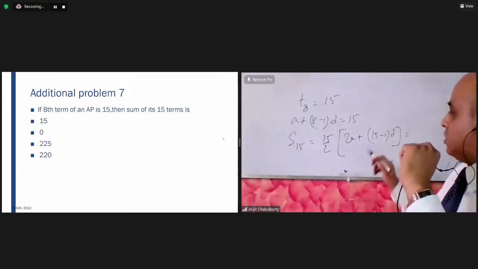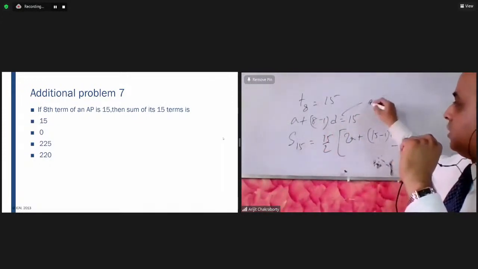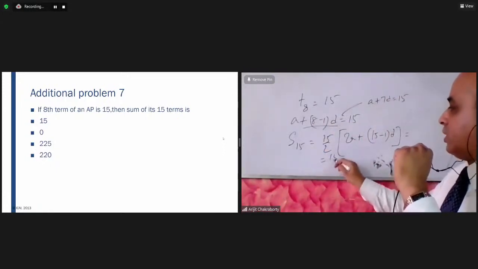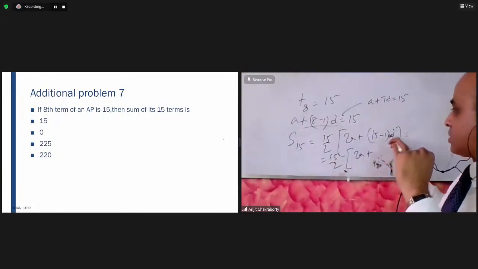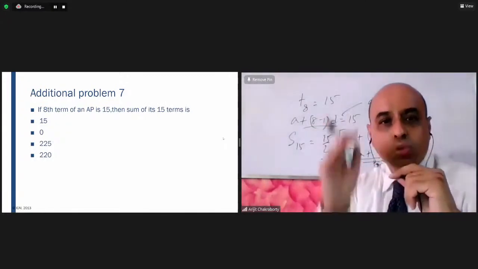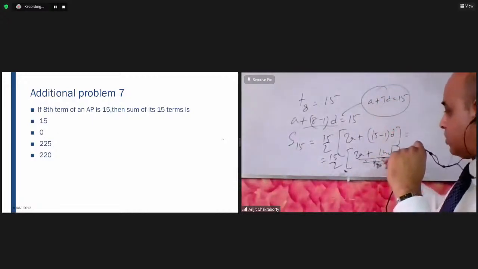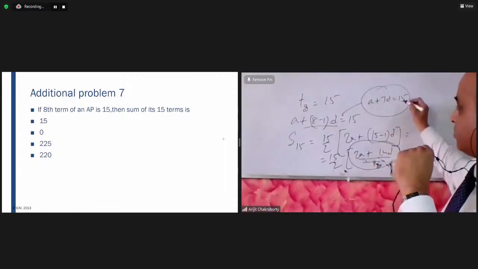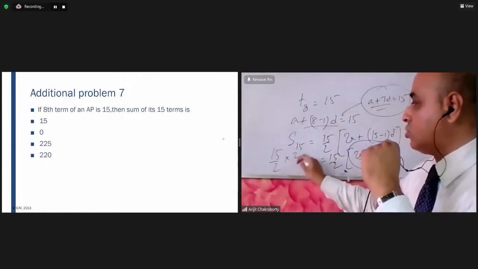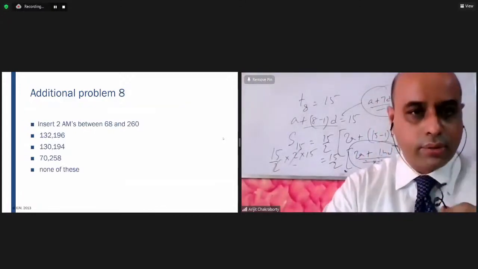Here we can see that this is A plus 7D. A plus 7D equal to 15. Here we are getting 15 by 2 into 2A plus 14D. 2A plus 14D means 2 into A plus 7D. So this entire part is basically 2 into this part. So 2 into 15. So I'm getting 15 by 2 into 2 into 15. 2 and 2 cancel. 15 into 15 is 225. So the answer comes to 225.